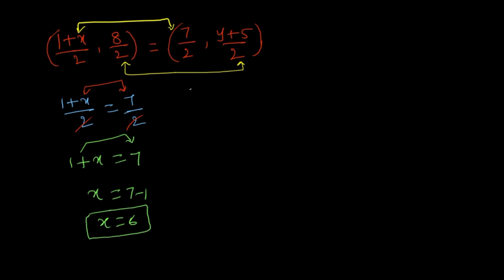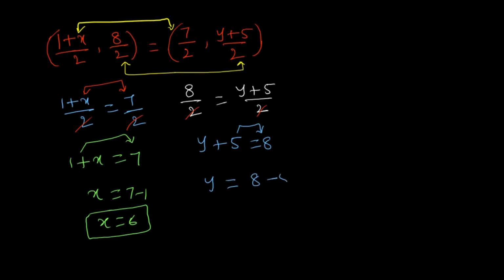Similarly we can find y from this. Here 8 by 2 is equal to (y plus 5) by 2. Cancel 2 on both sides, then we have y plus 5 is equal to 8. Transpose the 5, then y equals 8 minus 5, so y equals 3. So (6, 3) is the answer for this question. The x value is 6 and the y value is 3.